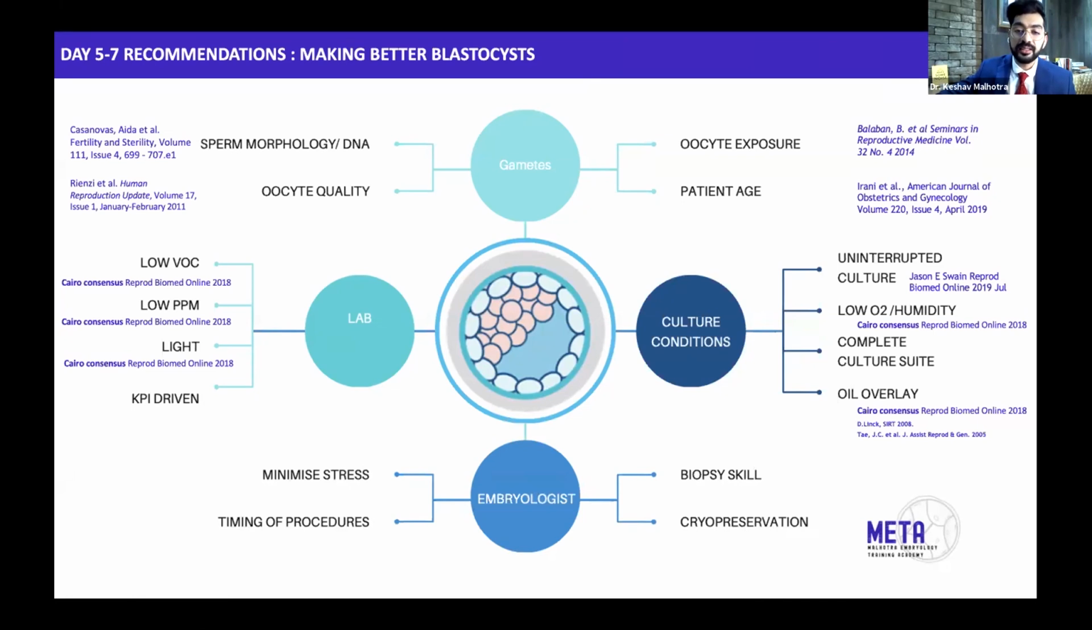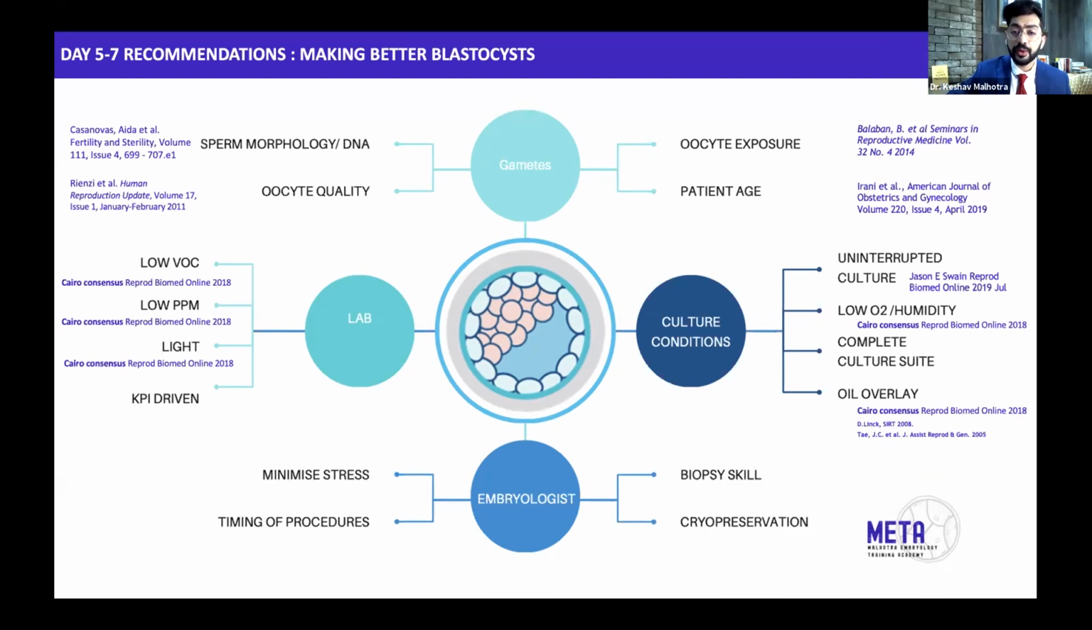Let's look at the culture conditions. Now, again, I tried to divide this into 4 important factors, which have been touched upon by Professor Meo's talk. But again, uninterrupted culture is something which is very important, and Jason Swain's paper actually talks about it quite a bit. And nowadays, even when people don't have time-lapse incubators, a lot of people are just checking the embryos on day 1 of fertilization and then just checking the blastocysts. Now, obviously, this is quite controversial, but these are practices which are coming up, and we really need to look at such practices in more detail.